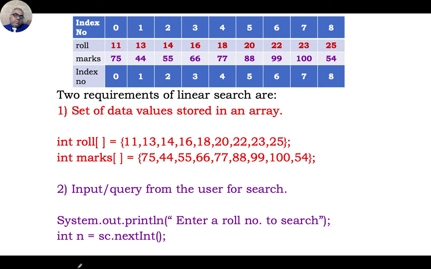The ultimate requirement that we had was that in any kind of search you need to have a data set, because from that only we are going to make the computer search that value. The second requirement is input. Without you giving any kind of input to the system, the computer cannot search. So what to search comes from the user.